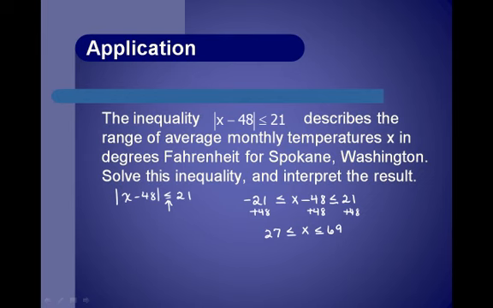So what this means when we interpret is the monthly temperatures for Spokane, Washington are anywhere between 27 degrees Fahrenheit and 69 degrees Fahrenheit.